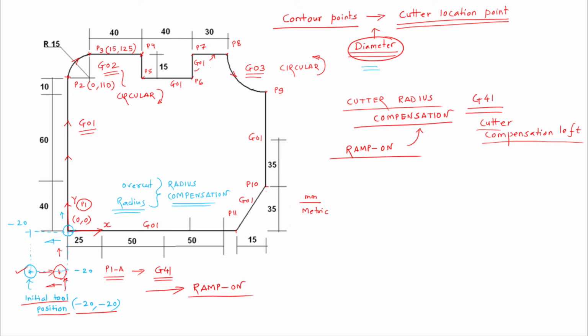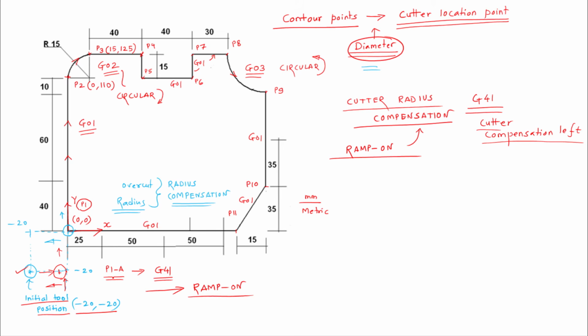So from P1A, we are asking the cutting tool to carry out the machining operation, although there is no cutting that would occur from minus 20 to 0. So for 20 mm, although the tool is moving with a given feed, there will not be any cutting occurring. This is for the safety of the workpiece. So there would be gradual engagement of the cutting tool with the contour of the work part.